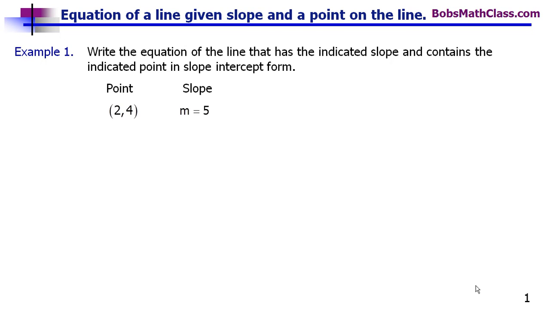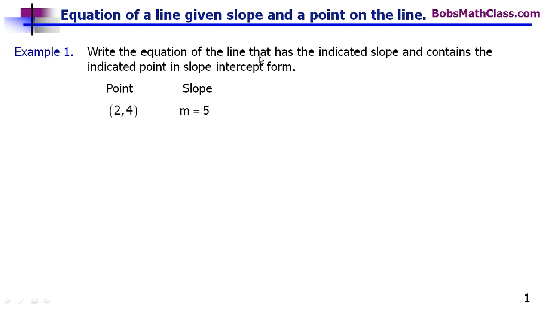Okay, this is the second video on equations of lines. The first video that we did was on finding the equation of a line given the slope and a y-intercept. Those are the two things we need to get the equation of a line. We need m and you need b. What this lesson is about is we have the slope and a point on the line and not necessarily the y-intercept. In this case, here's our first problem.